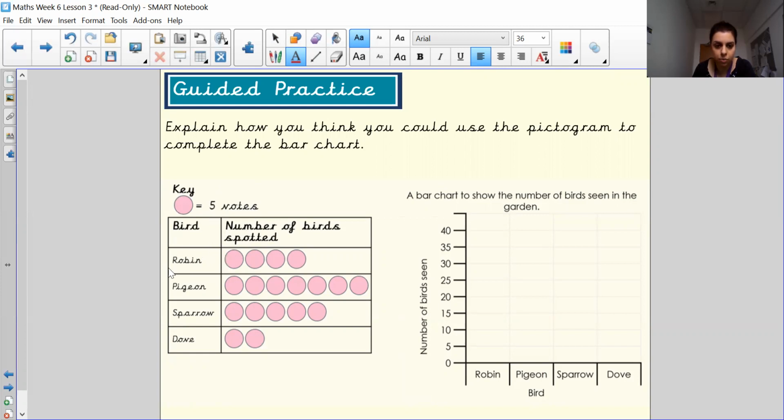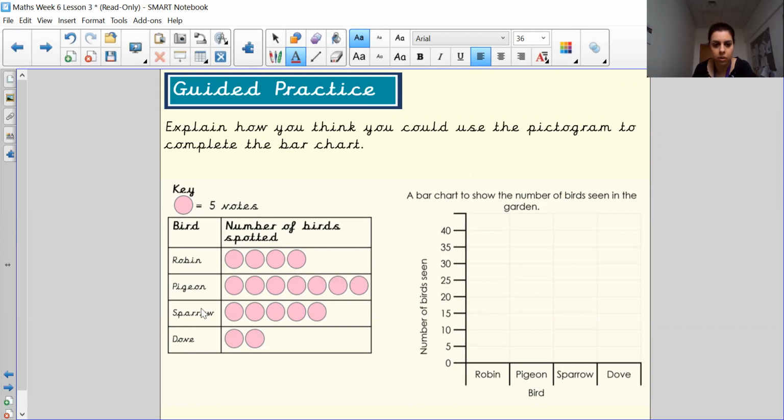So a robin was seen not 4 times, 1, 2, 3, 4, but 5, 10, 15, 20 times. So robin was spotted 20 times. Each one of those circles is 5 votes, and you can work these out because you know your 5 times table. So a pigeon, 5, 10, 15, 20, 25, 30, 35. Just going to double check that again. 5, 10, 15, 20, 25, 30, 35.